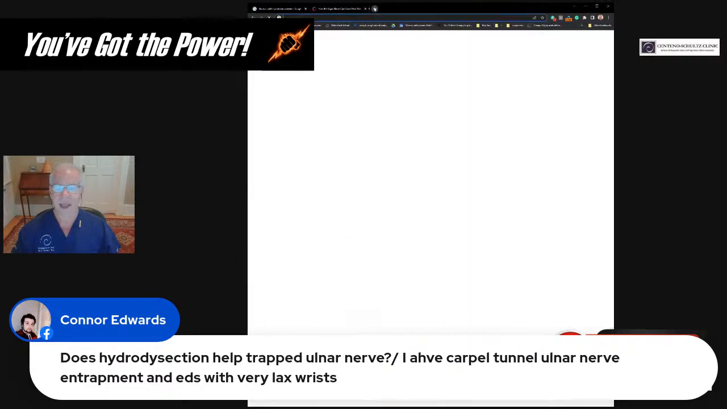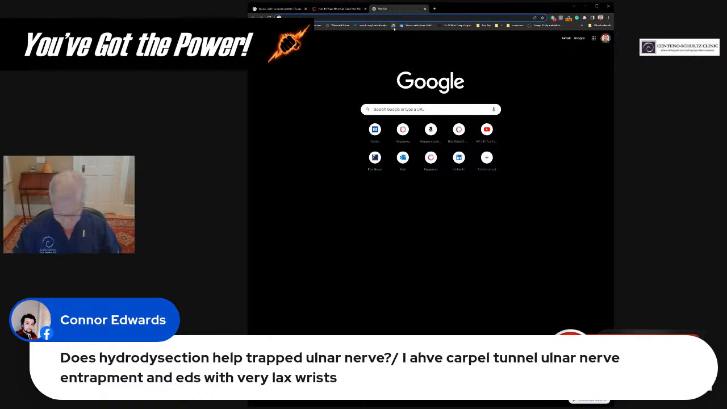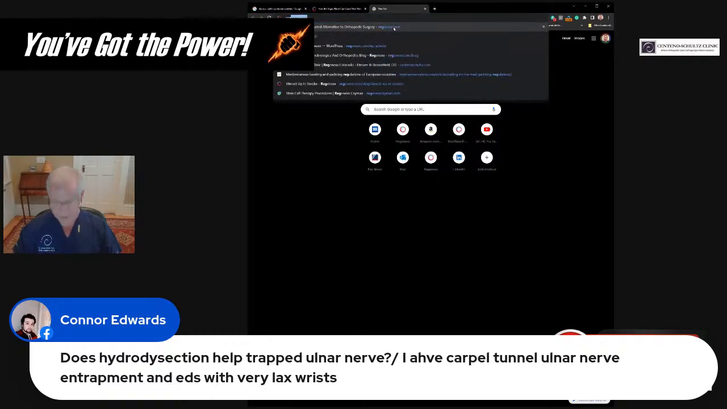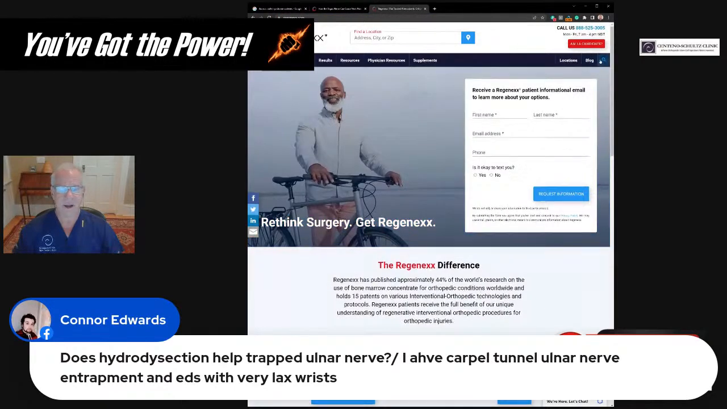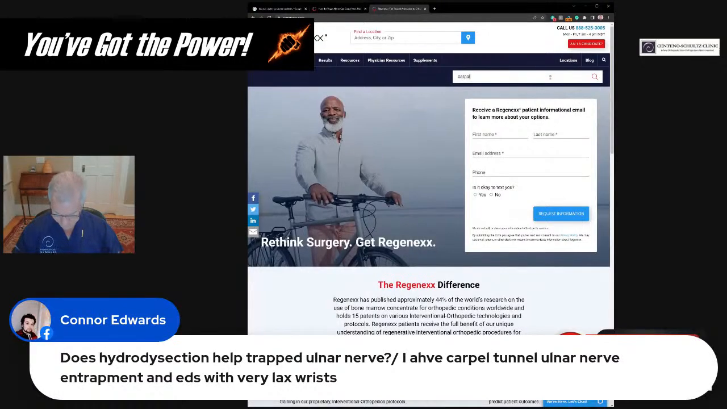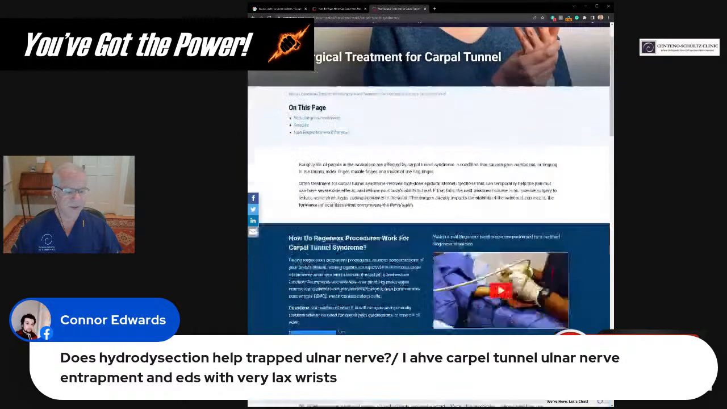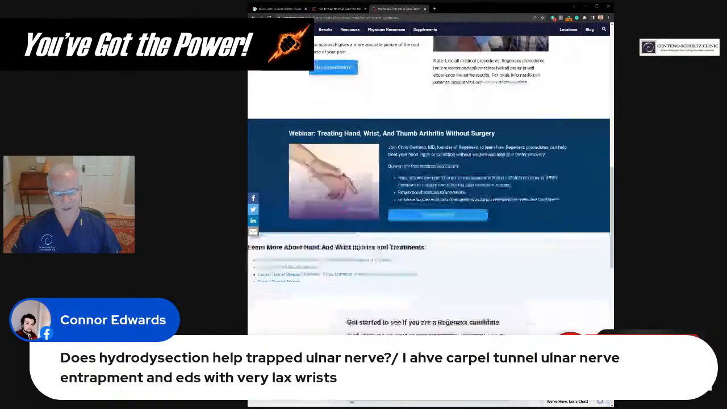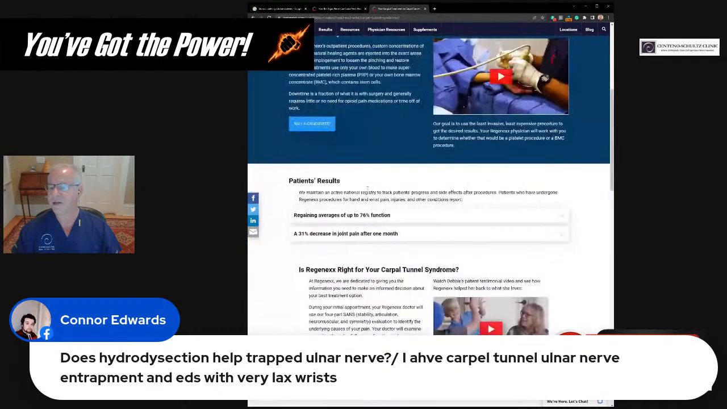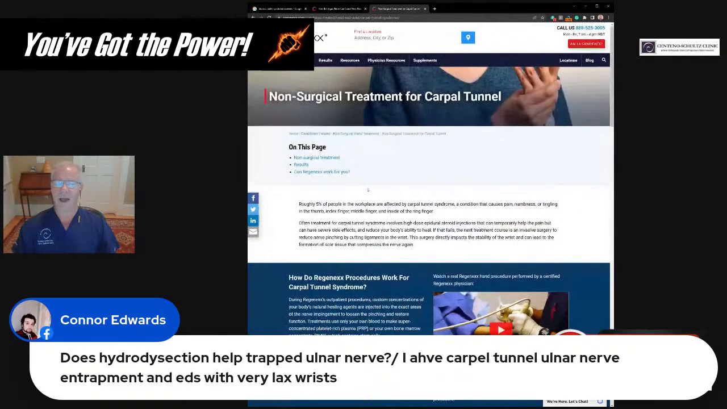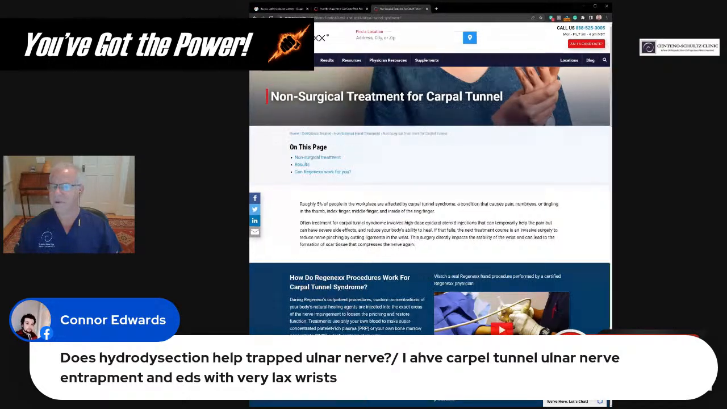And if we look at that, there's a whole page on the Regenexx site about carpal tunnel treatment. Same thing would apply to ulnar mononeuropathy or entrapment at the elbow.